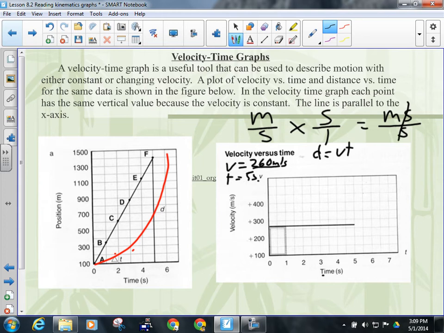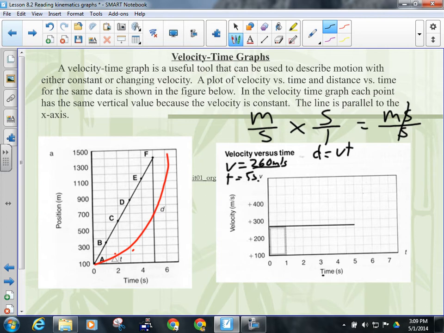Meters. So if you ever need to find something using a graph, look at the units on each axis and figure out what mathematical operation you need to do. It's either going to be division or multiplication. It's never going to be addition or subtraction. Which one of those two operations will give you the units you're looking for?